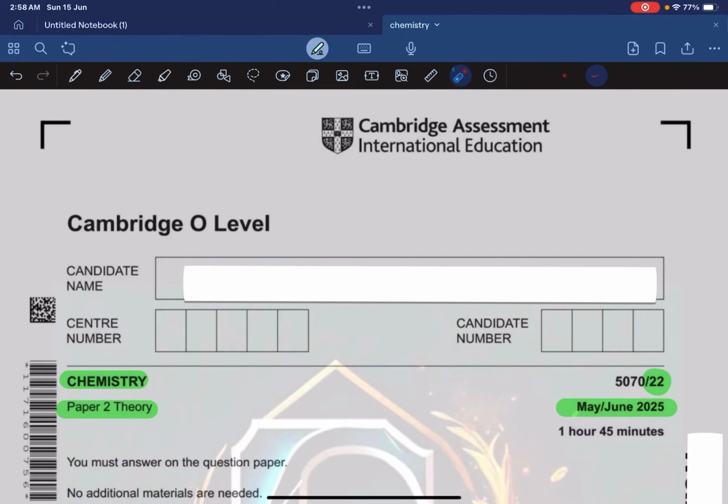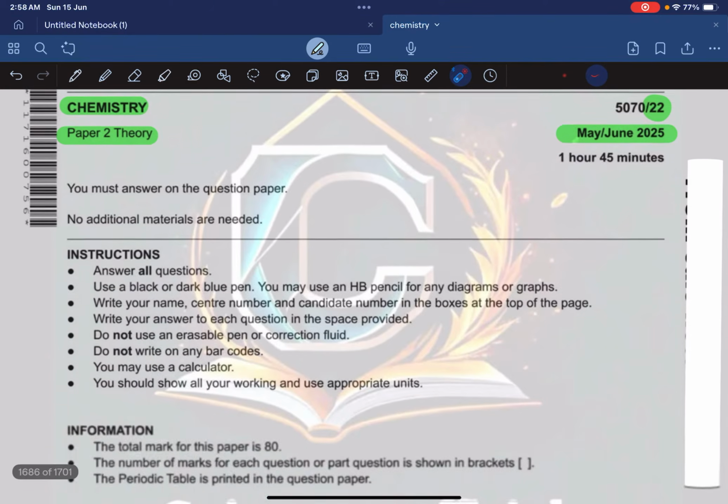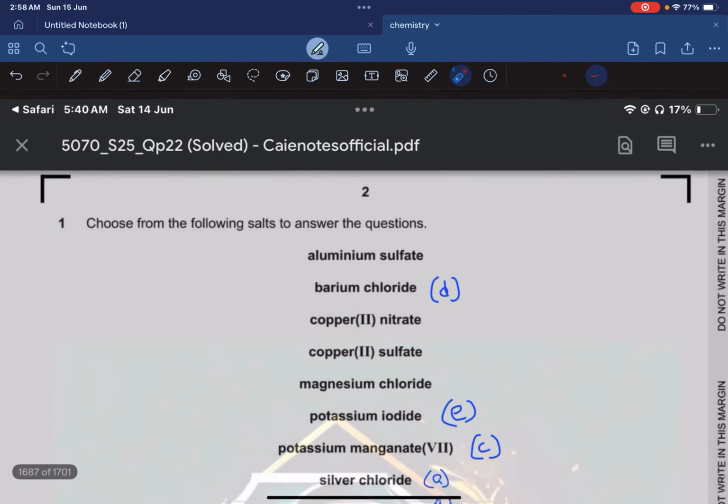So hi, today we're going to be starting with chemistry paper 2 theory, May-June 2025, paper 22. This was one of the most recent papers that I could find, so let's get started with this paper.